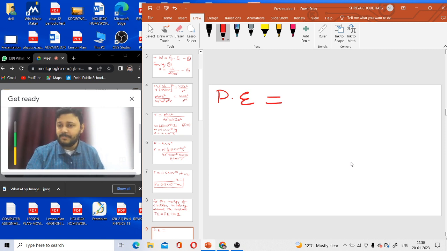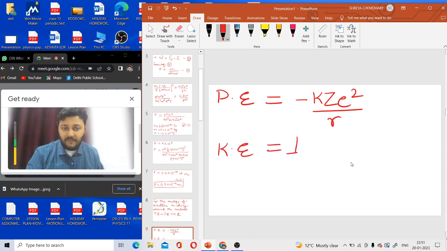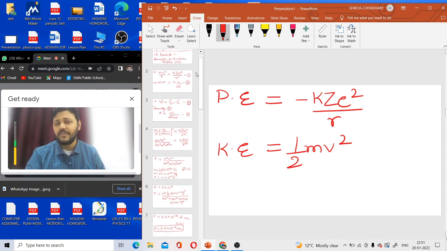Okay, in the chapter on electrostatic potential, we have studied that the potential energy of the electron is minus kZe² upon r. For the kinetic energy we have the very common equation half mv², and we will get the value of mv² from the very first equation we have written.